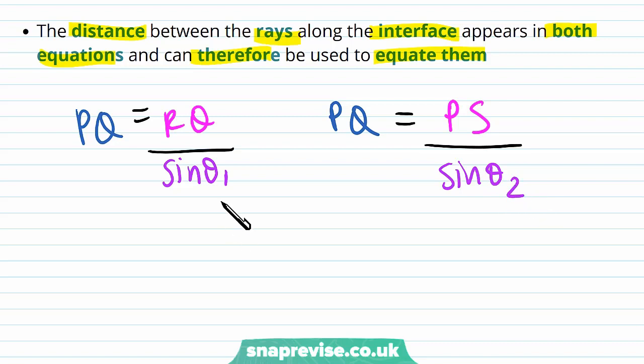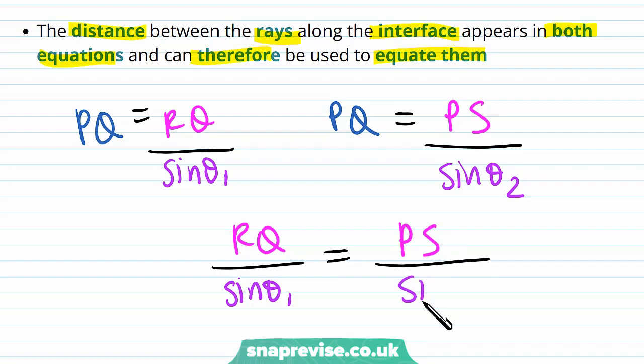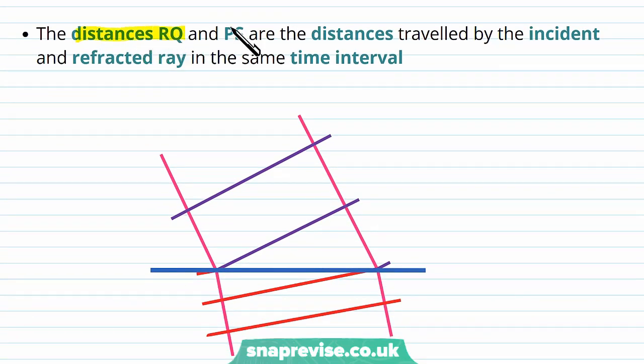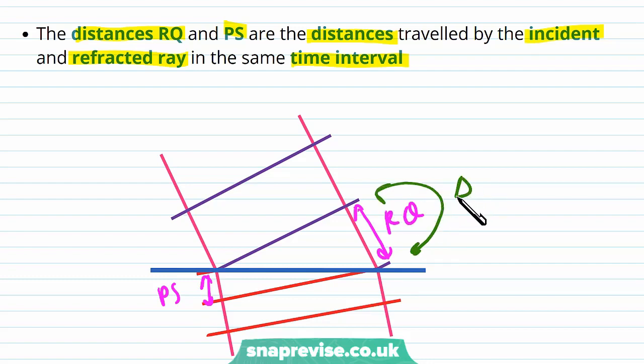So if we equate them, we've got RQ divided by sine theta 1 is equal to PS divided by sine theta 2. The distances RQ and PS are the distances travelled by the incident and refractive ray in the same time interval. So we've said that this here is RQ and this here is PS. And this is the distance travelled in a time interval delta t.